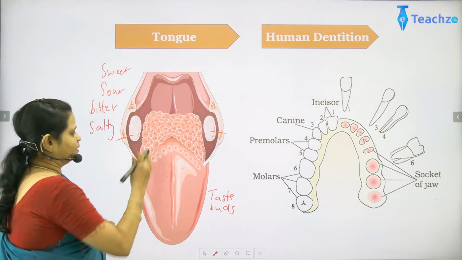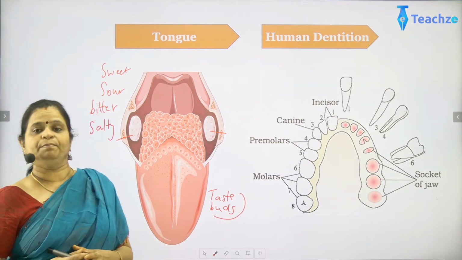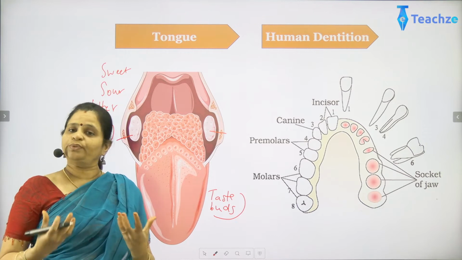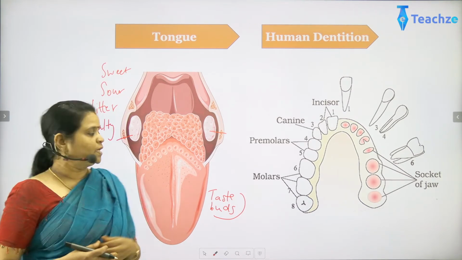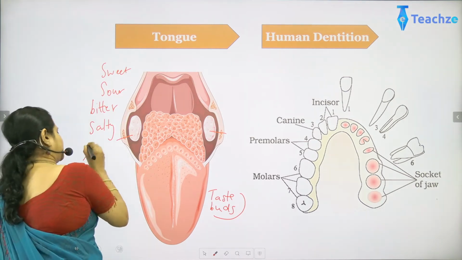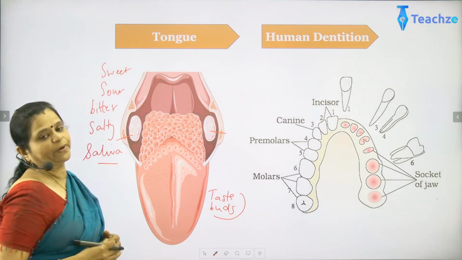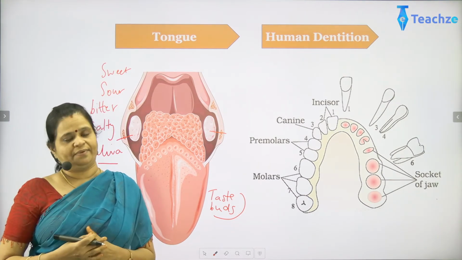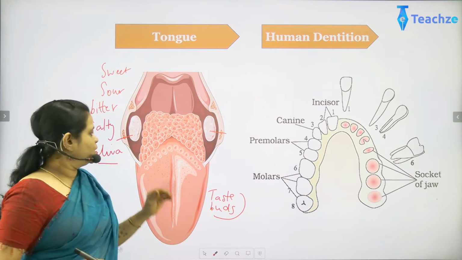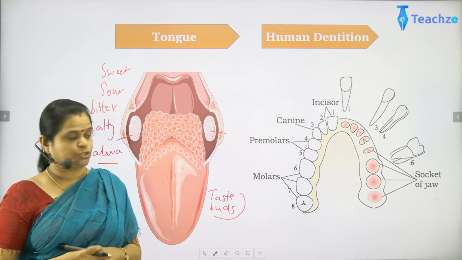The tongue, apart from having these taste buds, also helps as a mixing organ. Once you take the food, it gets mixed. So how does it get mixed? It is mixed with the saliva, which is given out from the salivary glands present in the mouth. We will study the salivary glands in detail in the next session. Right now we are just looking at the parts which help in the process of digestion.